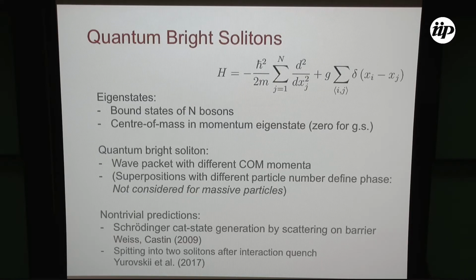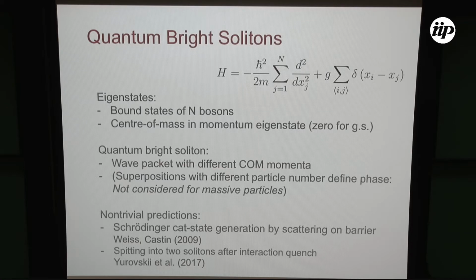Now, what are quantum bright solitons? First of all, the relevant eigenstates are bound states of n bosons. Because we have translation invariance, with n particles we can always separate off the center of mass, which becomes a free particle. The center of mass would be in a momentum eigenstate, zero for the ground state, for example. Moving solitons would just be a Galilean boost of the center of mass, but otherwise nothing happens.